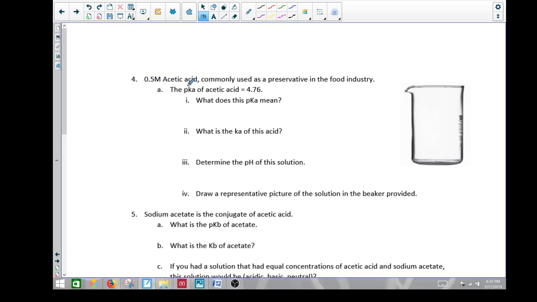0.5 molar acetic acid, commonly used as a preservative in the food industry. All right, what does the pKa mean? Well, it means a couple of things. To me, it means that when we have a beaker that contains some of my weak acid, which let's call HX, and some of my conjugate, which is X negative, when both are present in the beaker, regardless of the concentrations, my pH is going to be fairly close to 4.76.